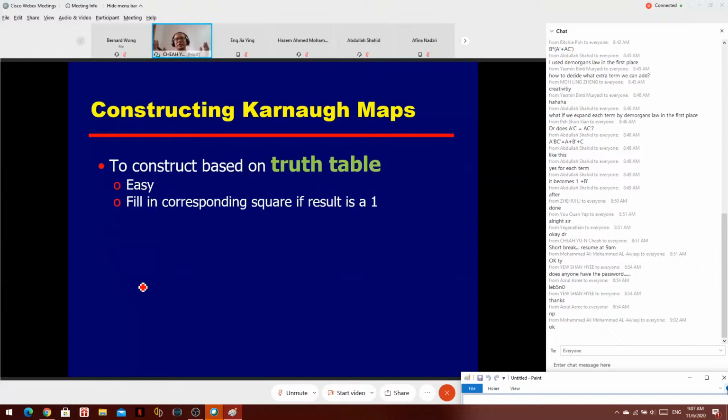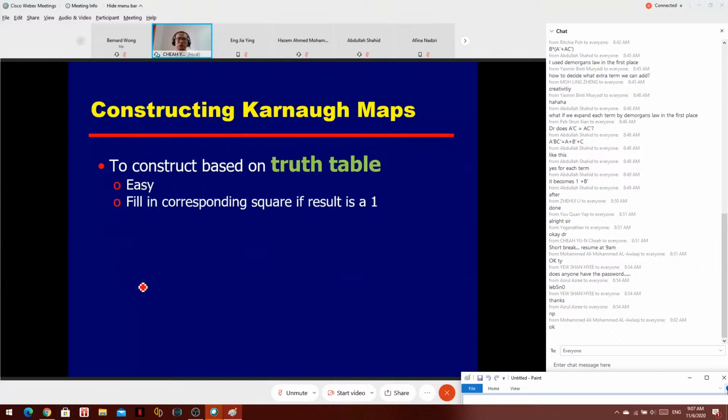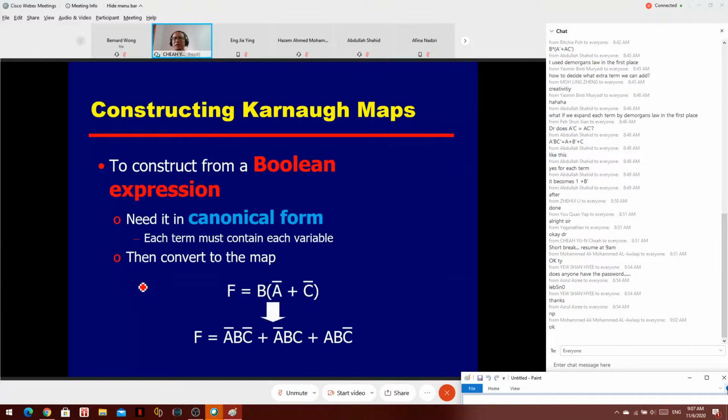Okay. So basically, the most straightforward way is actually to look at the truth table. When you look at the truth table, it's easy to convert it to Karnaugh maps. Or if you have something that is already in SOP, sum of products, then also very easy. Now, if you happen to have a Boolean function that is not in sum of products, then you have to change it into the standard form. Okay, that means standard form meaning sum of products form.